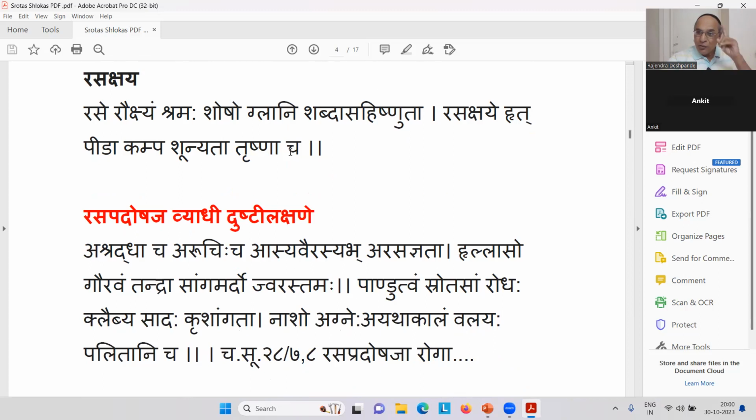All shlokas are important. You have to find them in your own purchased textbook.